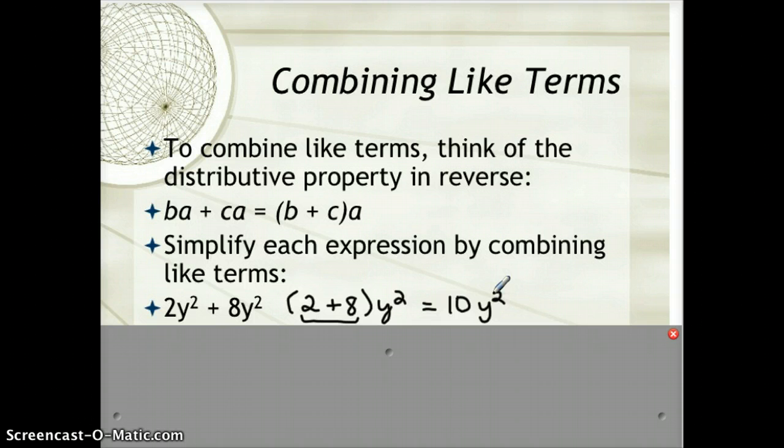I usually don't do that middle step. I usually just go right onto the like terms and think, okay, all I'm really doing here is adding my coefficients, the numbers in front, but my variable and my power are staying the same. So we're going to look at the next one.